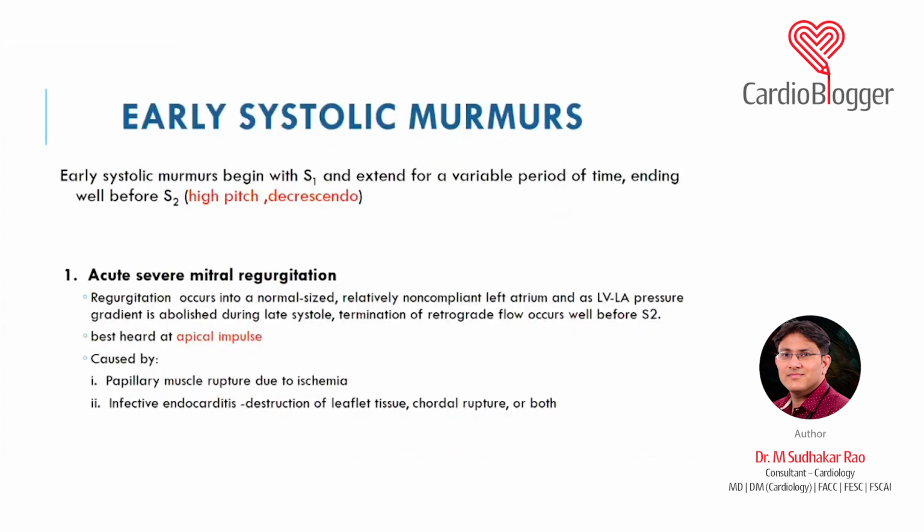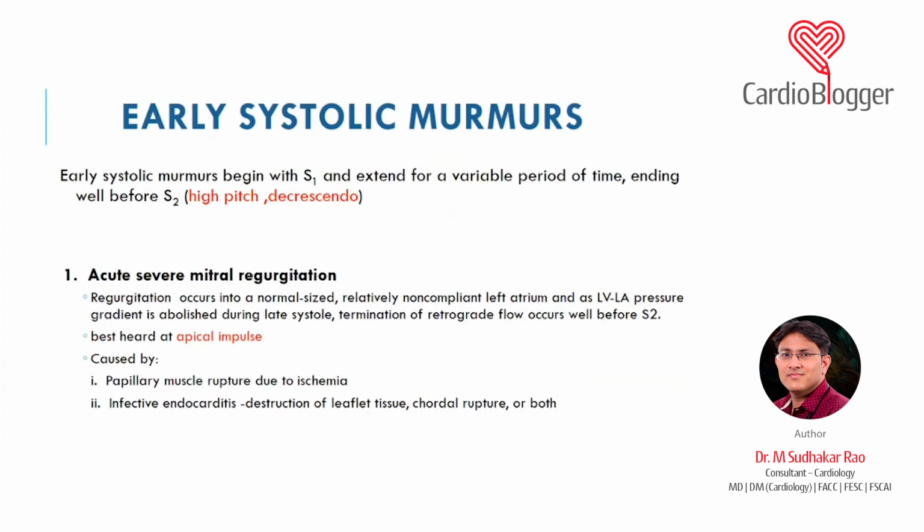Now here I'll try to be brief because it will be very difficult to discuss each of these in detail. As I told you, early systolic murmurs are acute MR, acute TR and a VSD. Now acute MR: it begins with the S1, it is a decrescendo murmur, and it starts a short time after the S1. It ends well before the S2. It is a high-pitched, decrescendo murmur.